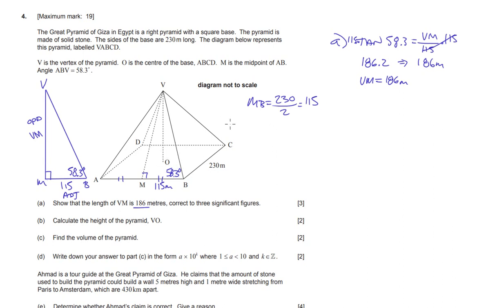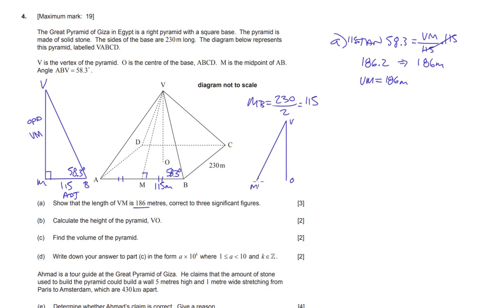So let's draw ourselves yet another triangle. So let's go V to M to O. So here's our, let's call that the VO. So this is V here, this is O here, and then we got this M that goes off this way.